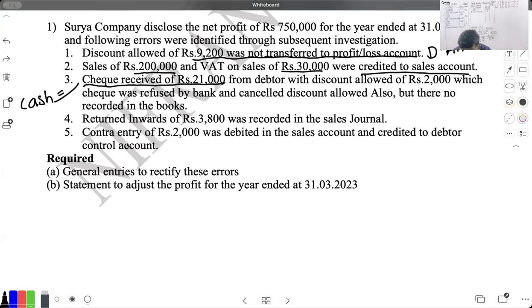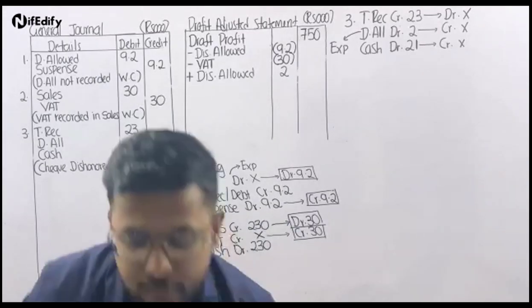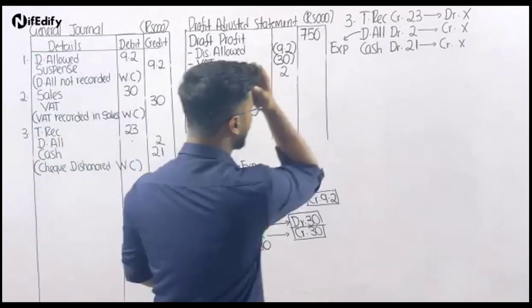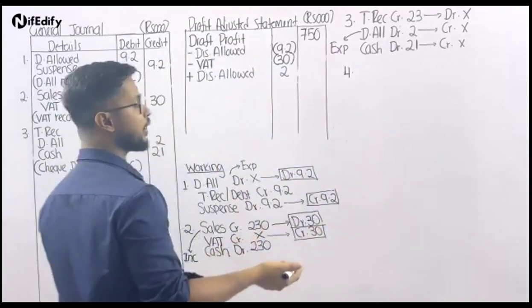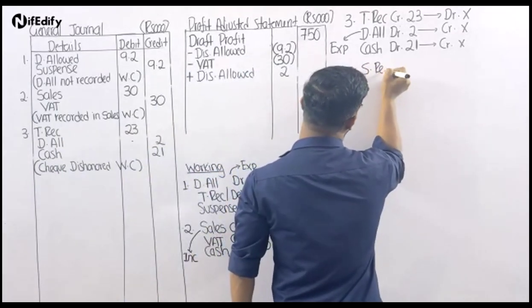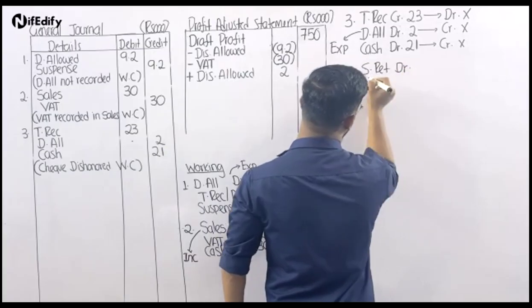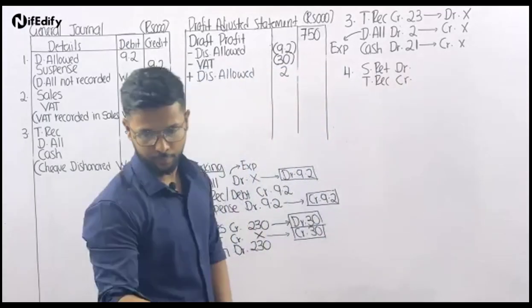Fourth one. Return inward of 3800 was recorded in the sales journal. Sales return recorded in the sales journal. Okay, you and I know the first thing we should do is to find out the correct double entry for the sales return. What's the correct double entry for sales return? Sales return account, debit, trade receivable, credit. Because that's a sales return.